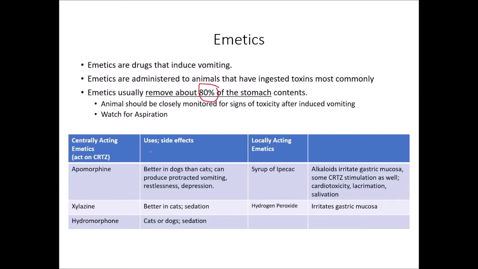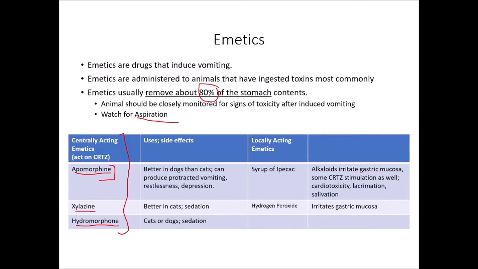These work on the CRTZ, and that is apomorphine, xylazine, and hydromorphone. Okay, this is an opioid. This is an alpha-2 adrenergic agonist, and this is also an opioid, apomorphine. So uses in apomorphine: dogs. It can produce protracted vomiting, restlessness, and depression.